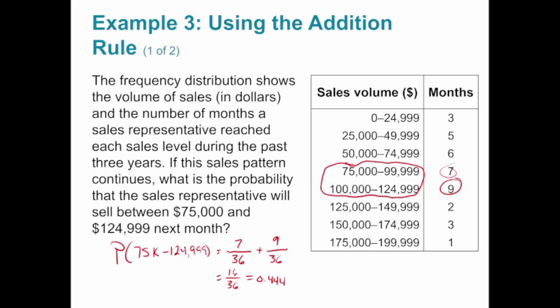As a shortcut, if you wanted to do this just by looking at the frequency table, remember that the probability is still favorable over total. The favorable frequency is the frequency that you're between $75,000 and $124,999. So you could just add the 7 and 9, and that gives you 16 as your favorable frequency out of the 36 total. You're still doing the same math, but you can jump there a little bit faster.